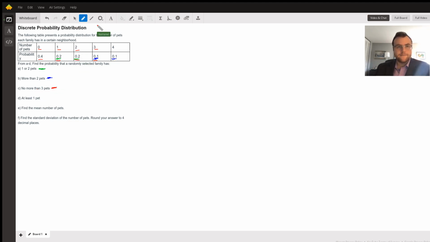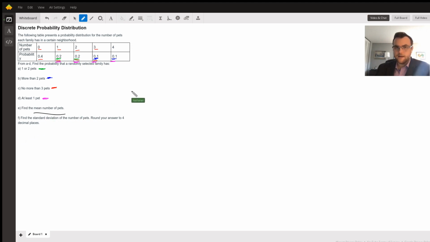At least one pet. So I'm going to use magenta, at least one pet. So that means 1, 2, 3, or 4, because those are our possibilities of everything beyond at least 1. We add these values together. So for most of this question, it's simply knowing what quantities are being asked based upon the verbiage and adding the corresponding components.